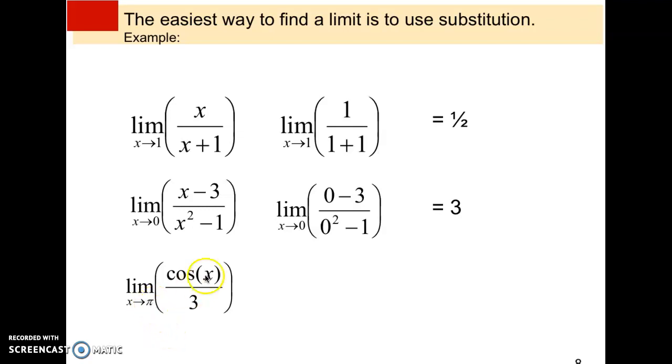Let's put in pi and do a direct substitution. Do you know your cosine of pi? What is cosine of pi? Do you remember these trig functions? Cosine of pi is equal to -1. When I do this substitution, I get -1 over 3. That is in the domain, so there we go. These are the easiest way to find the limit of a function, if I can do it this way.